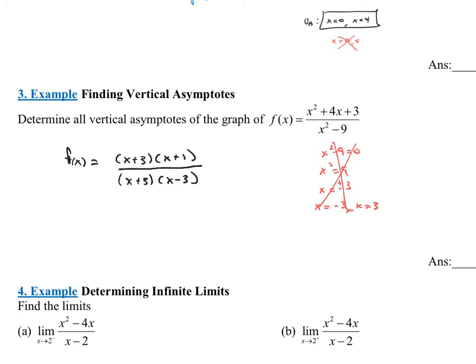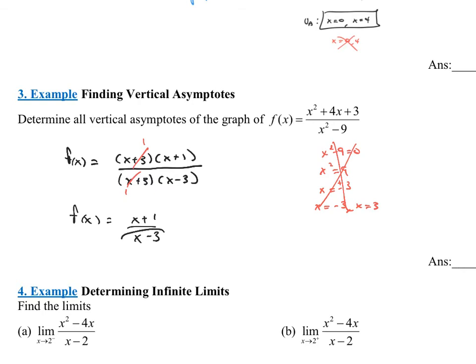So what do you notice? You have a common factor in the numerator and the denominator. Once I simplify those, I'm going to end up with f of x equals x plus 1 over x minus 3. This is the simplified version of the function, and this is what we use to find vertical asymptotes.